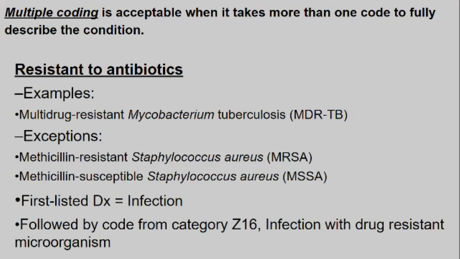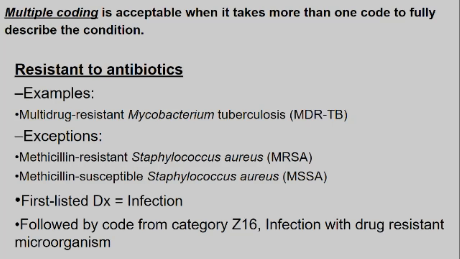Okay, multiple coding is acceptable when it takes more than one code to fully describe the condition. So let's talk about resistant to antibiotics. For example, multi-drug resistance, Mycobacterium tuberculosis. The exceptions are methicillin resistance, MRSA, and Staphylococcus aureus, MSSA. Your first listed diagnosis is always going to be your infection. And then it's going to be followed by the Z code, Z16, because that's your drug resistant code.